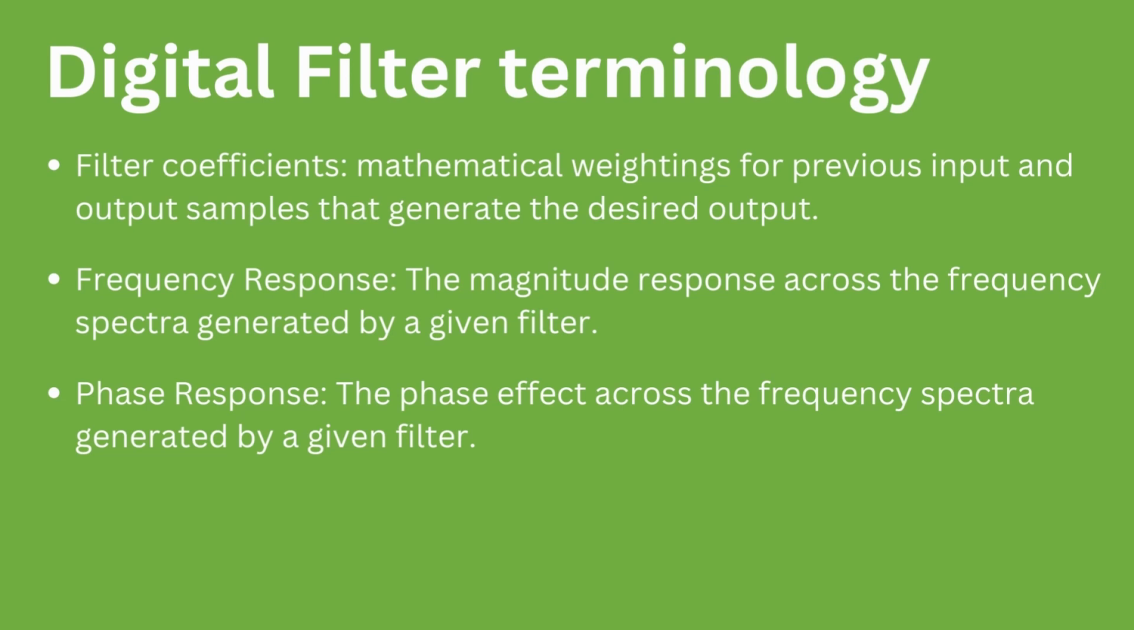Filter coefficients are what make a filter work and define the filter behavior. They are mathematical weightings that are applied to the relevant previous inputs and outputs to calculate the filter output. The frequency response, sometimes referred to as the magnitude response, is the effect the filter has on the output level across the frequency spectra. The phase response is the effect the filter has on the phase of each output frequency. This is often plotted on the same graph as the frequency response.